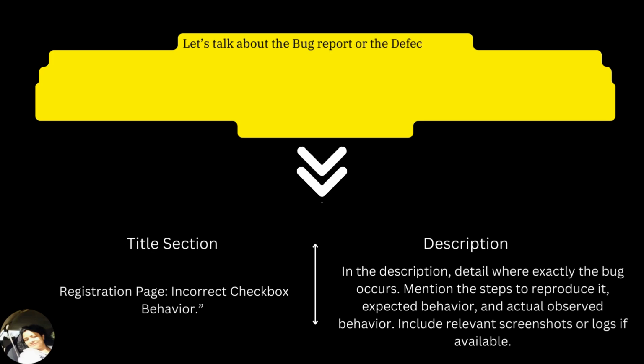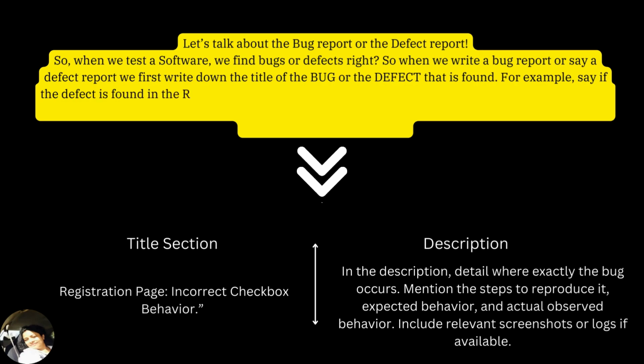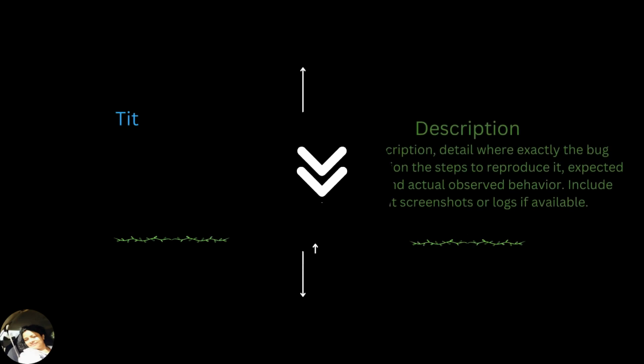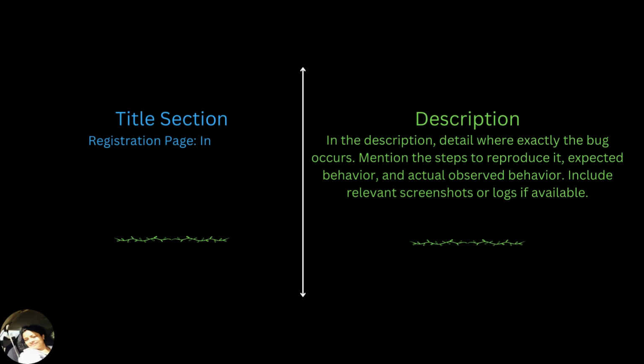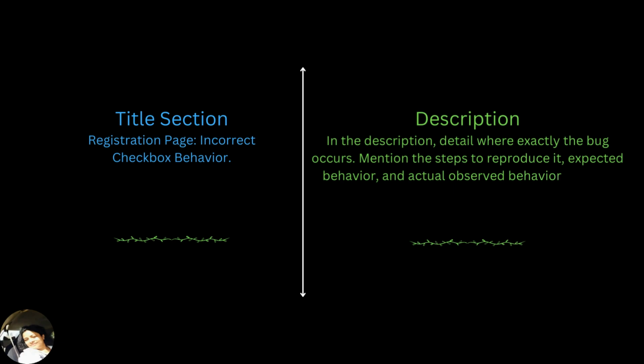Let's talk about the bug report or the defect report. So when we test software, we find bugs or defects, right? When we write a bug report or defect report, we first write down the title of the bug or the defect that is found. For example, if the defect is found in the registration section of the page, then you must write registration page in the title section of the column, and in the description you will write about where exactly the bug or the defect is found, right? Like for example, in the title section we can write registration page incorrect checkbox behavior, and in the description detail where exactly the bug occurs, mention the steps to reproduce it, expected behavior and actual observed behavior, include relevant screenshots or logs if available, right?